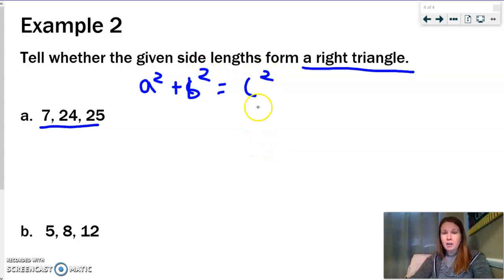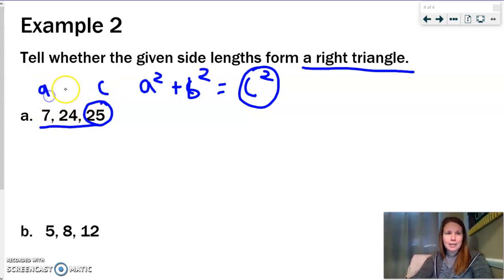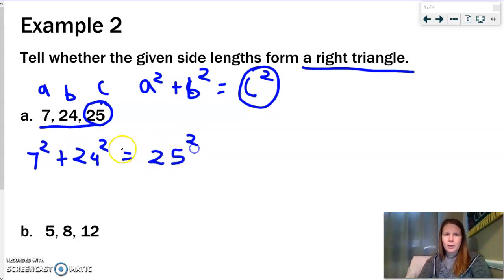So typically our hypotenuse, or our C value, is going to be the largest value they give me. So I would assume that 25 is going to be my C. Now it doesn't matter if 7's A or 24 is B, but maybe we'll just make this A, this B. So if I'm going to plug this in, I'm going to have 7 squared plus 24 squared equals 25 squared. Remember, with our Pythagorean theorem, we need to square these first, then we can add them. I can't add these together and make it 31 squared. I have to figure out what 7 squared is and 24 squared.